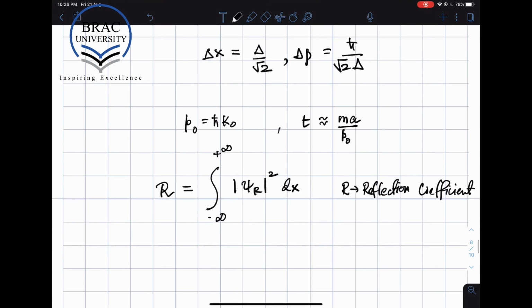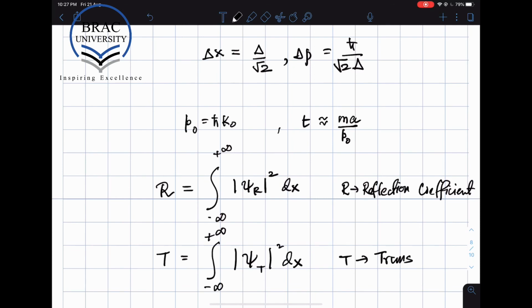And we also have to find out what the transmission coefficient is. That is the probability that the wave or the particle would actually be transmitted. This is called the transmission coefficient.